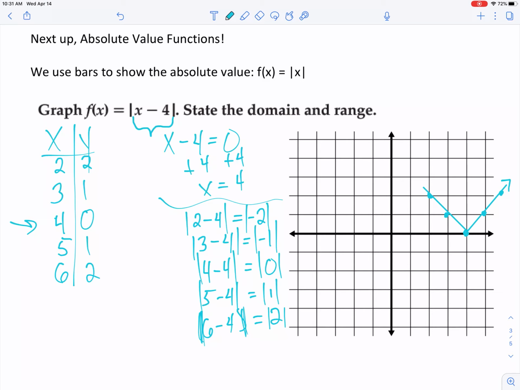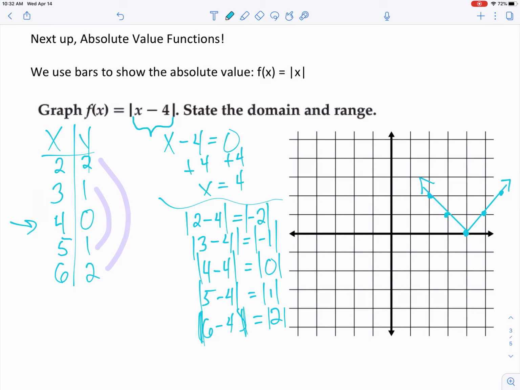If you notice, your table does something pretty special there, and that is it mirrors. And as long as you've done your math correctly, that should always happen. Just like on quadratics where your table mirrored, same thing is going to happen here. And then when you plot that, you get a nice happy V shape. So that's really all you have to do there.